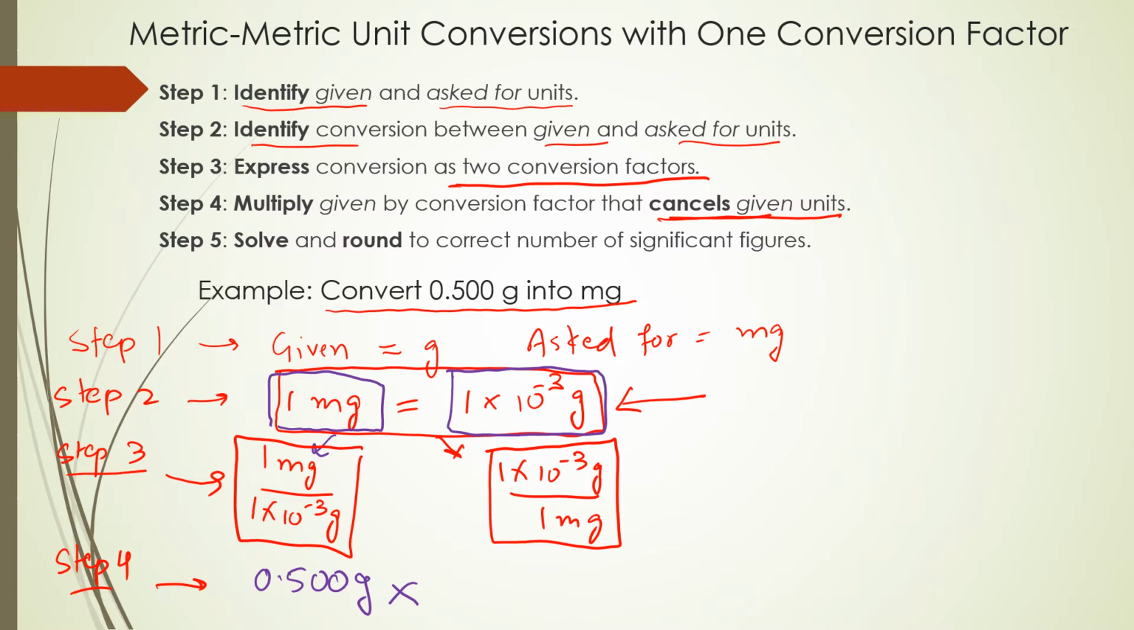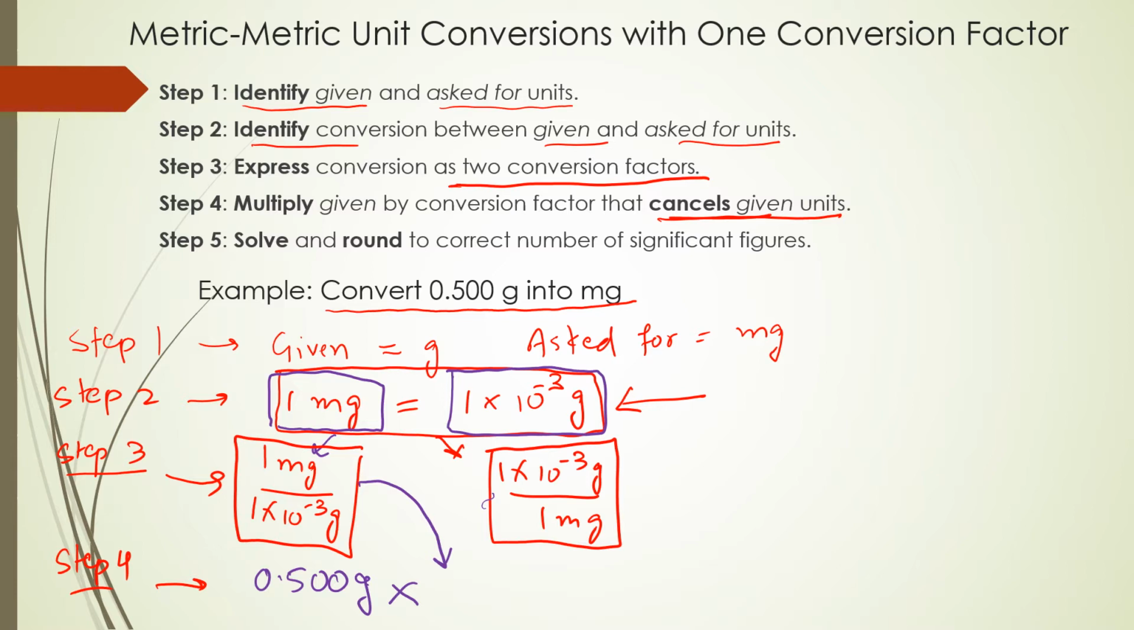If we multiply with this conversion factor, for example 1 times 10 to the negative 3 grams over milligram, gram is on top and gram is on top, so they don't cancel. This doesn't work, so that's the incorrect way. We can't use this one. We have to use the other conversion factor. Remember, one conversion factor will work, the other one will not.